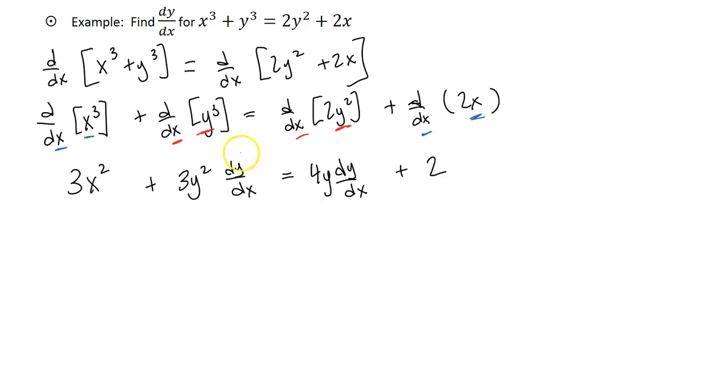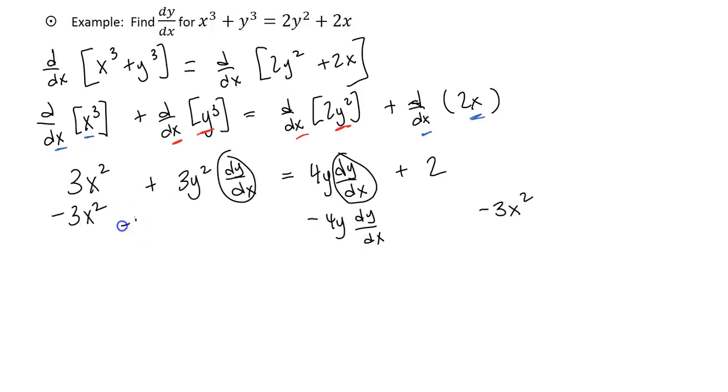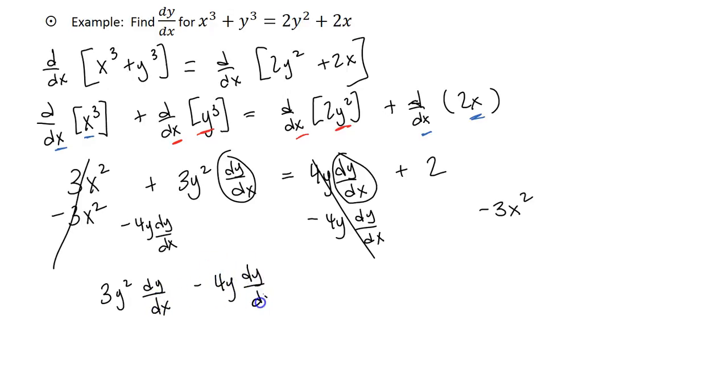Now I want to solve for the dy over dx, and notice I have a dy over dx on both sides of the equation. So I am going to have to move some things around a little bit. I'm going to move the 3x squared to the right, so I subtract that, and I'm going to move the 4y dy over dx to the left. I'm just kind of putting it on the side where it goes. So I have 3y squared dy over dx minus 4y dy over dx equals 2 minus 3x squared.